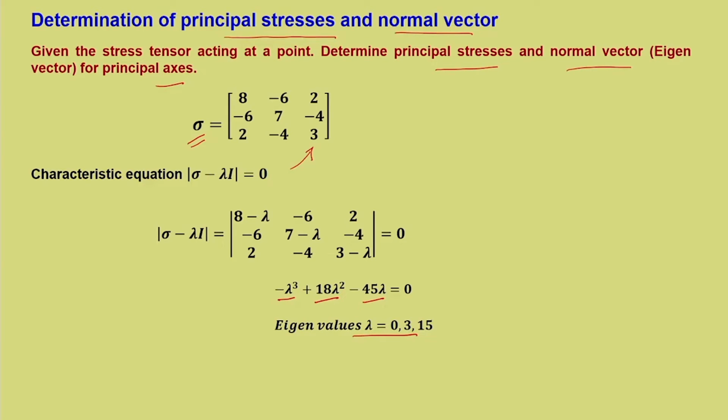Now, what are these eigenvalues? These eigenvalues are nothing but the principal stresses, and you can arrange them in a diagonal matrix form. So, sigma 1 equal to 15, sigma 2 equal to 3 and sigma 3 equal to 0 are the principal stresses, or the eigenvalues. It is an eigenvalue problem which we have solved. Now we are left with the determination of normal vectors, or eigenvectors.